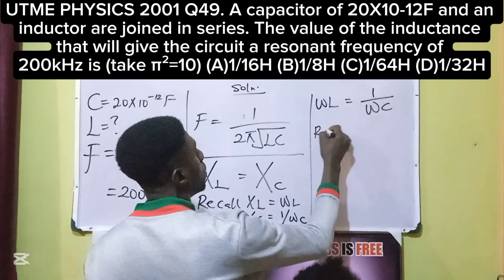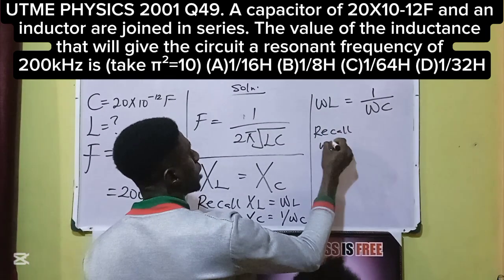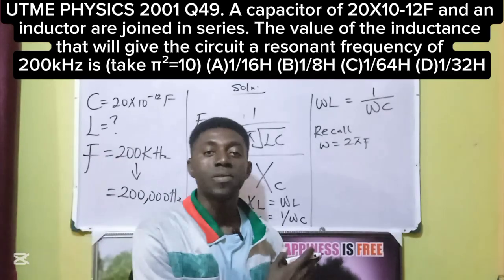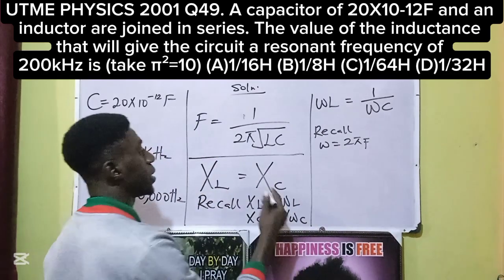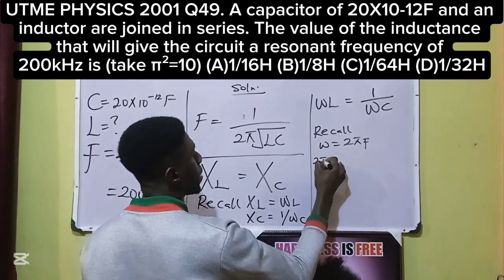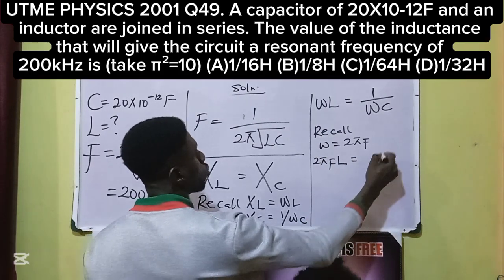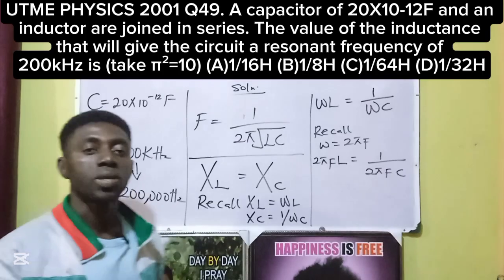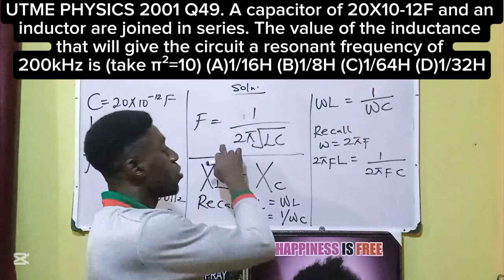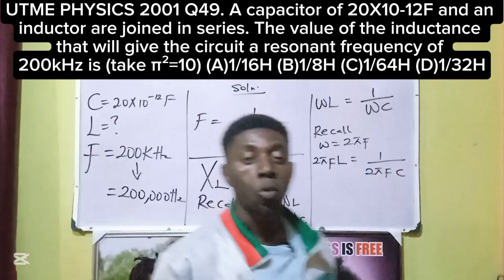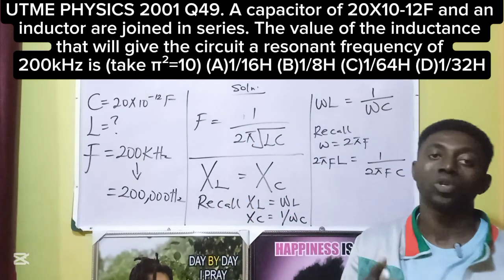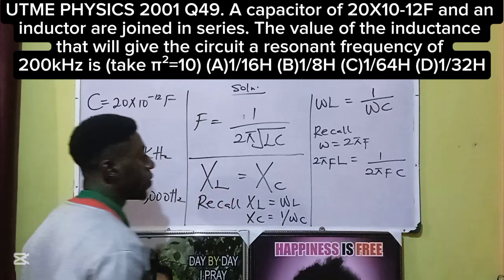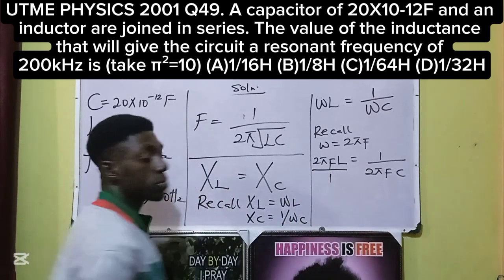Also recall, from simple harmonic motion, that W is equal to 2 pi F. Angular velocity is 2 pi frequency. Then we'll substitute again. W becomes 2 pi F, so 2 pi F L is equal to 1 over 2 pi F C. We'll keep on taking it gradually until we arrive here. We want to prove that formula. It's good you know your formula or the process that led to the formula.